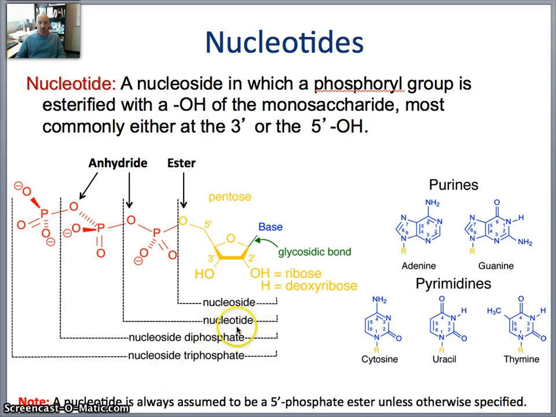Or we have what we simply call a nucleotide. The nucleotide means that we have a single phosphate. It could also be called a nucleoside monophosphate. So if you see the ending -tide, as in nucleotide, it means you have a phosphate attached somewhere. If it doesn't say where, then it's always going to be at the 5'. Otherwise, it would say 3' and so forth.